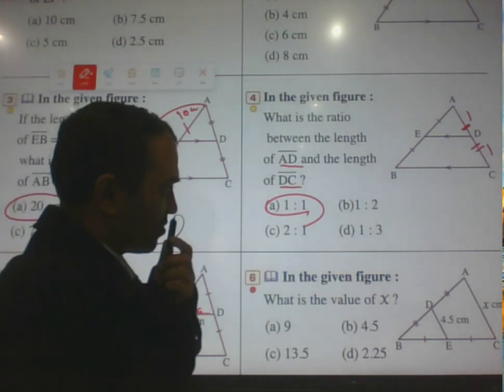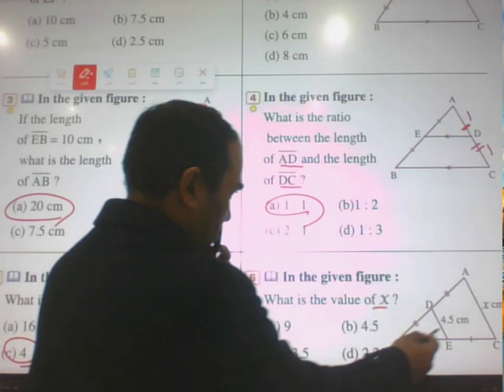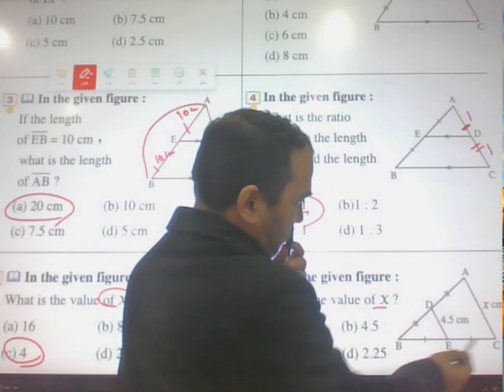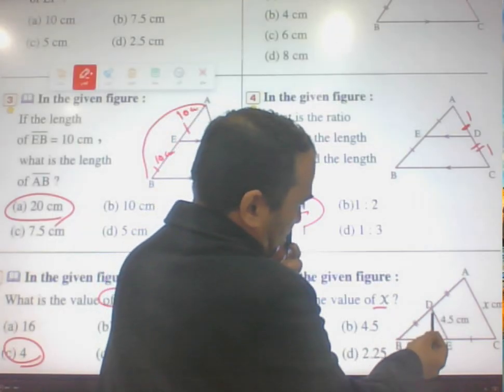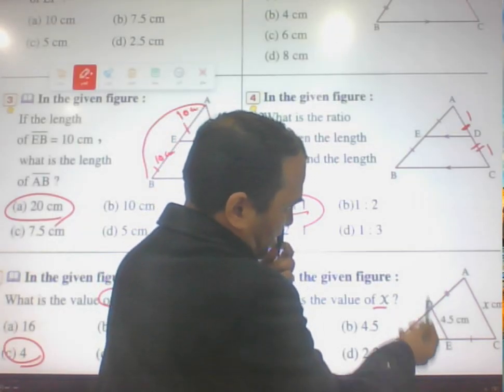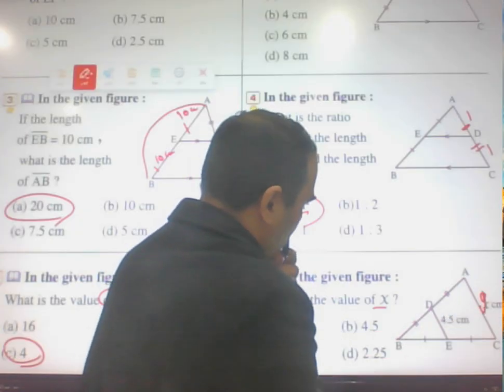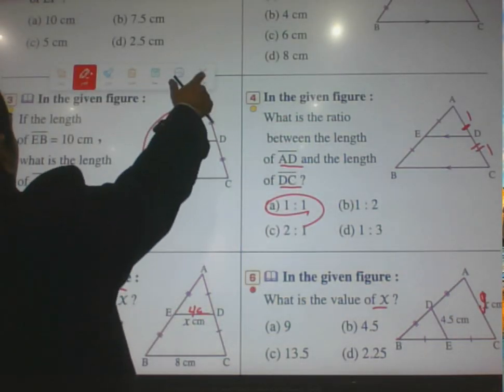Okay, next question. Here he wants to find the value of x. We have ED is a mid segment in this triangle. E is the midpoint of BC and D is the midpoint of AB. Then ED we call the mid segment. Then 4.5 is half of 9. This line segment here will be 9 centimeters. Next question.